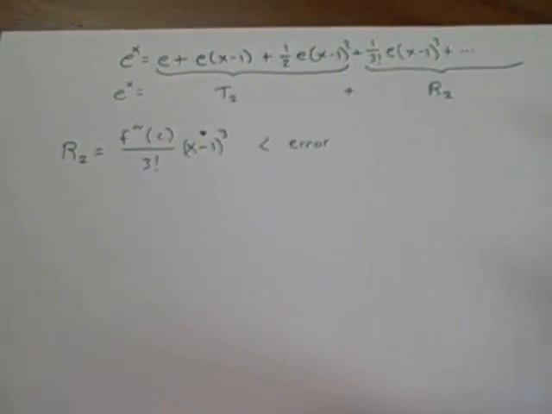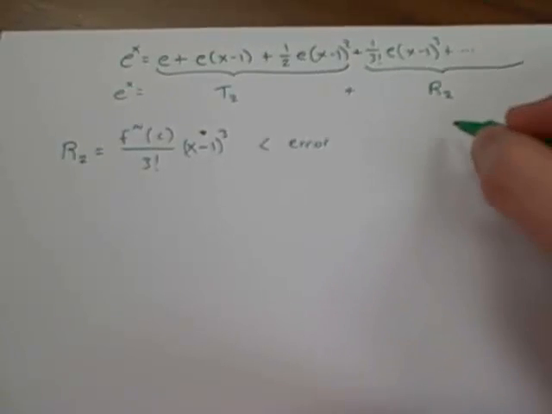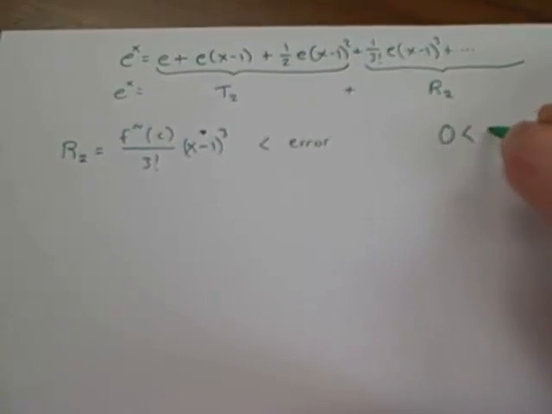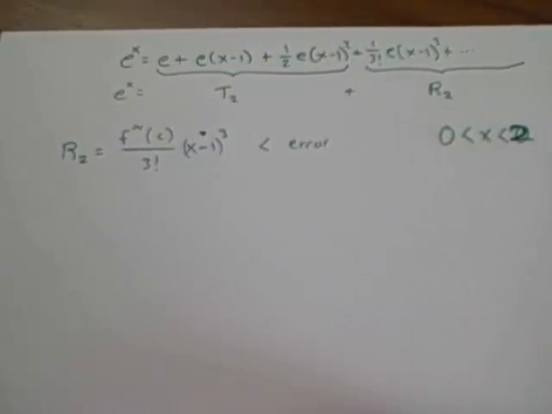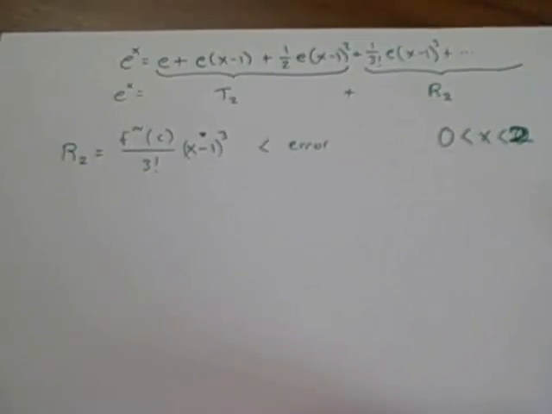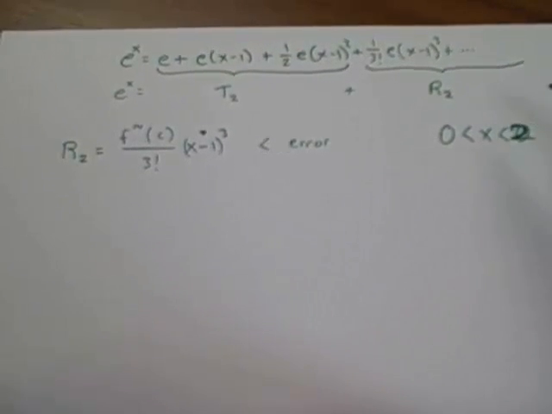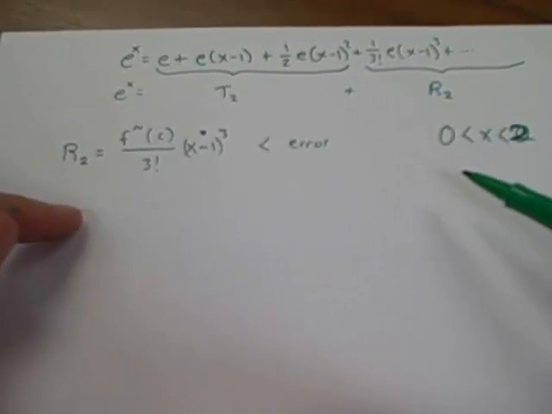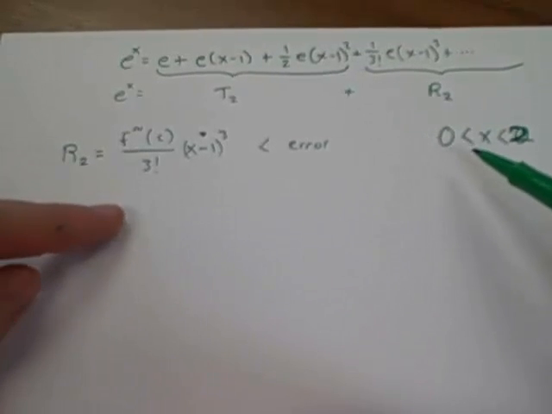So again, the question is, what's the error? This time, let's say that x is going to be between 0 and 2. So a pretty small interval around the center. The question is, if x is guaranteed to be in that interval, what's the maximum the error could possibly be?